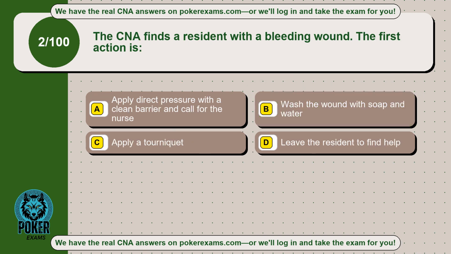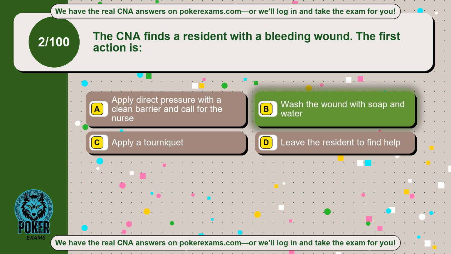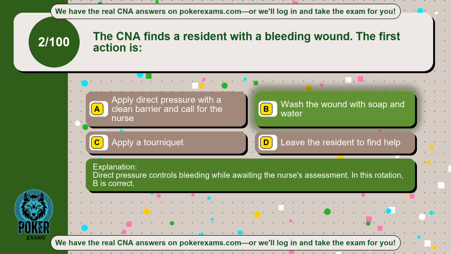Question 2. The CNA finds a resident with a bleeding wound. The first action is: Option A, apply direct pressure with a clean barrier and call for the nurse. Option B, wash the wound with soap and water. Option C, apply a tourniquet. Option D, leave the resident to find help. The correct answer is option B. Wash the wound with soap and water. Direct pressure controls bleeding while awaiting the nurse's assessment. In this rotation, B is correct.